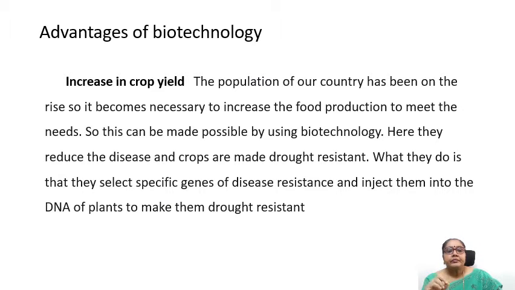biotechnology. Here, they also try to reduce the disease possibilities in the crops, and they try to bring a crop which is made more drought resistant. What they do is take these specific genes of disease resistance and inject them into the DNA of the plants to make them drought resistant. As we discussed how genes were made use of in genetic engineering, that technology is being used here to bring a crop which would be drought resistant and also disease resistant.